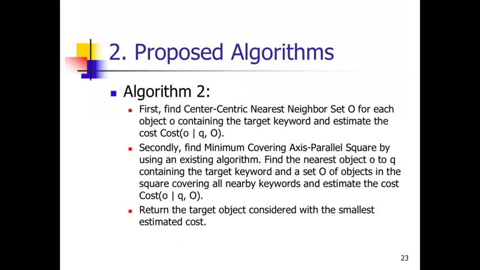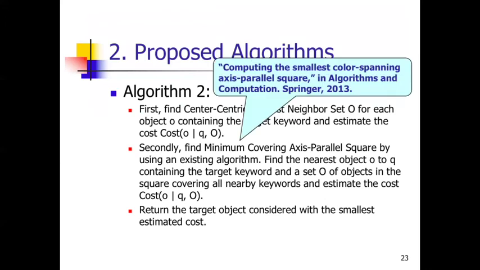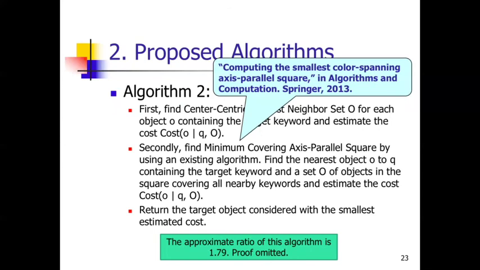In algorithm 2, we first find the center-centric nearest neighbor set big O for each object small o containing the target keyword and estimate the cost of small o given Q and big O. Then we find the minimum covering axis parallel square by using an existing algorithm, and find the nearest object small o to Q containing the target keyword and the set big O of objects in the square covering all nearby keywords, and estimate the cost of small o given Q and big O. Finally, we return the target object considered with the smallest estimated cost. The approximation ratio of this algorithm is 1.79.